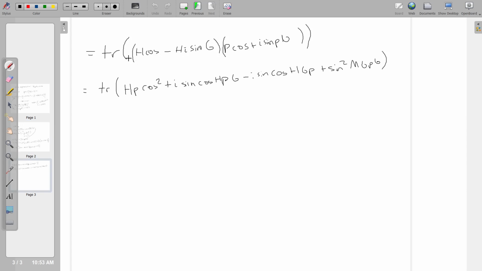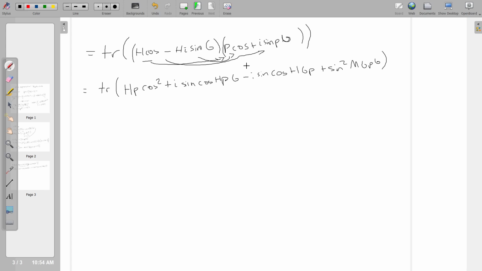And remember that H, G, and P are all matrices or operators, so keep in mind that order does matter in these cases. PG is not necessarily the same as GP. So now we can expand it out. We do this term times this term, and we get HP cosine squared. Note, I just dropped a theta over 2. They're still there, I just didn't feel like writing them every time. Expand this term out, we get i sine cosine HPG.